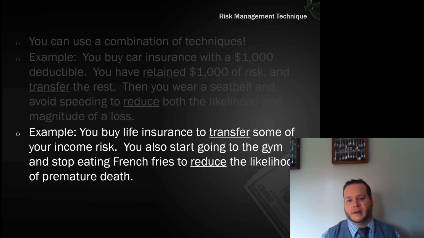Another example, you want to transfer the risk of losing your income in case you die. So you buy life insurance to transfer that. But then you also stop eating French fries, start going to the gym, improving your health to reduce the likelihood of dying. Those things will help with that. And so you've transferred risk, most of it, but you've also done some risk reduction. So you're using multiple techniques at the same time again for the same risk.